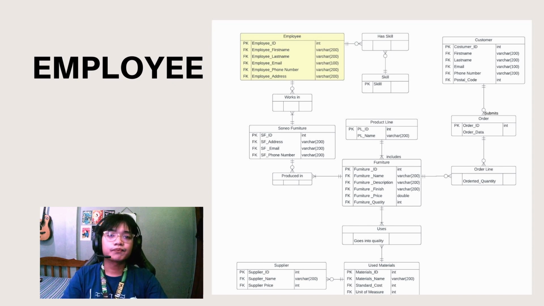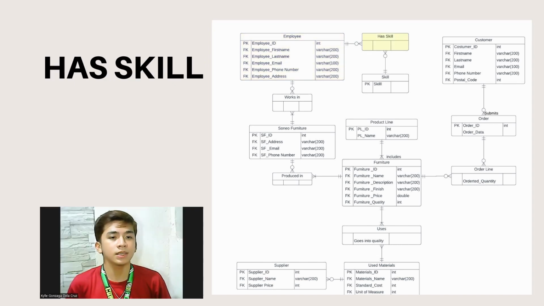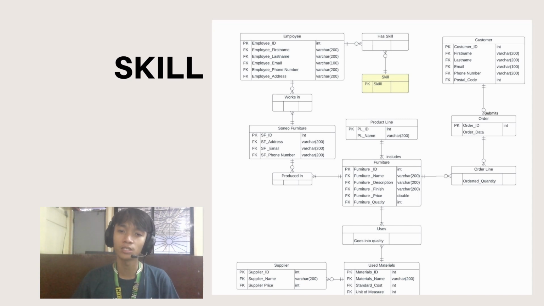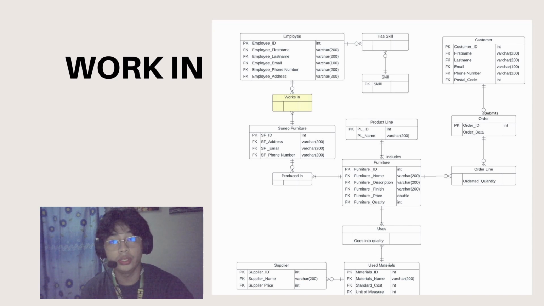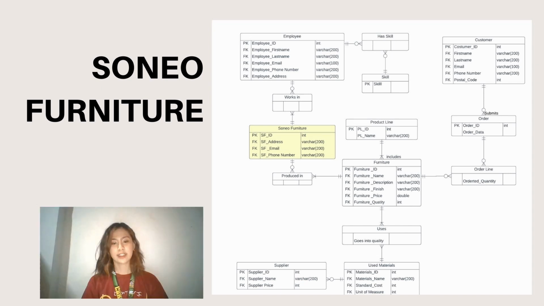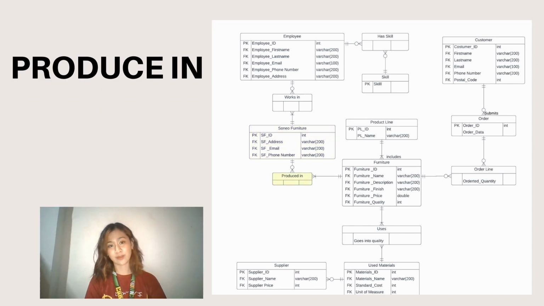Additionally, employees' first name, last name, email, phone number, addresses are also indicated in the diagram as data. The has skill entity detects the employee has skills in what is applying for. The skill entity contains skill, which means that the data of employee skills is entered here. The work in entity is for the employee who will submit an employment application and be hired. The Suneo furniture contains ID, address, email, and phone number where the employees can join the company after they are hired. The produced in entity, this is the job they wanted to get into.